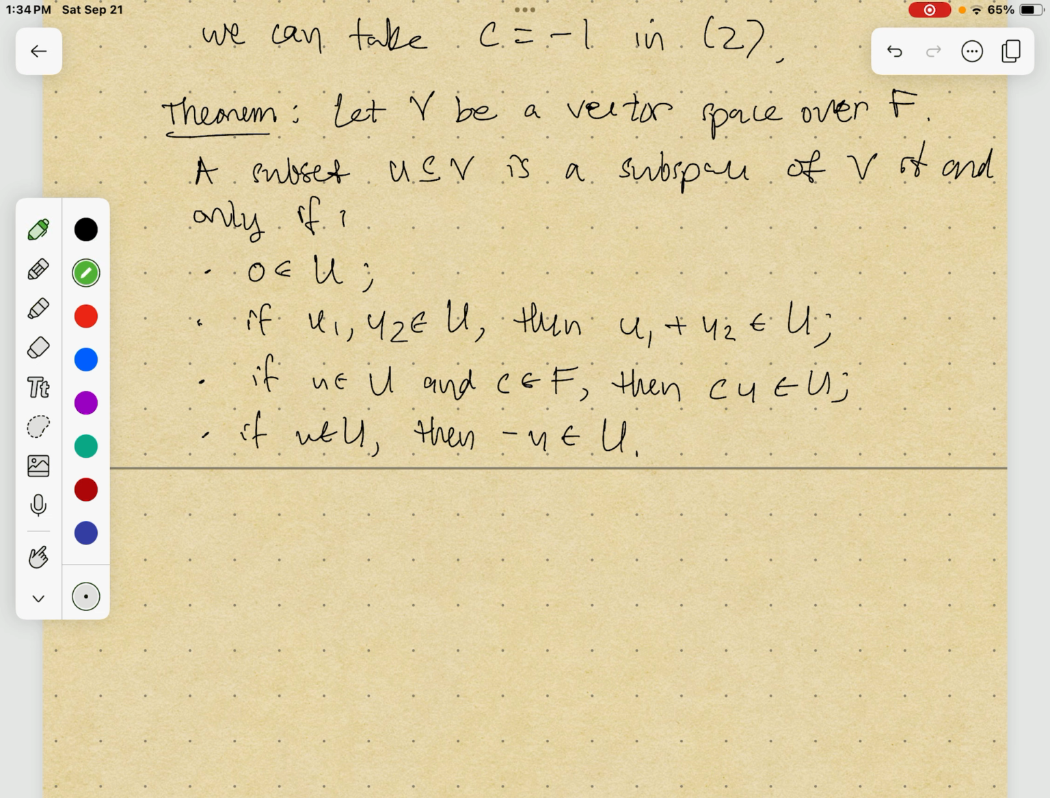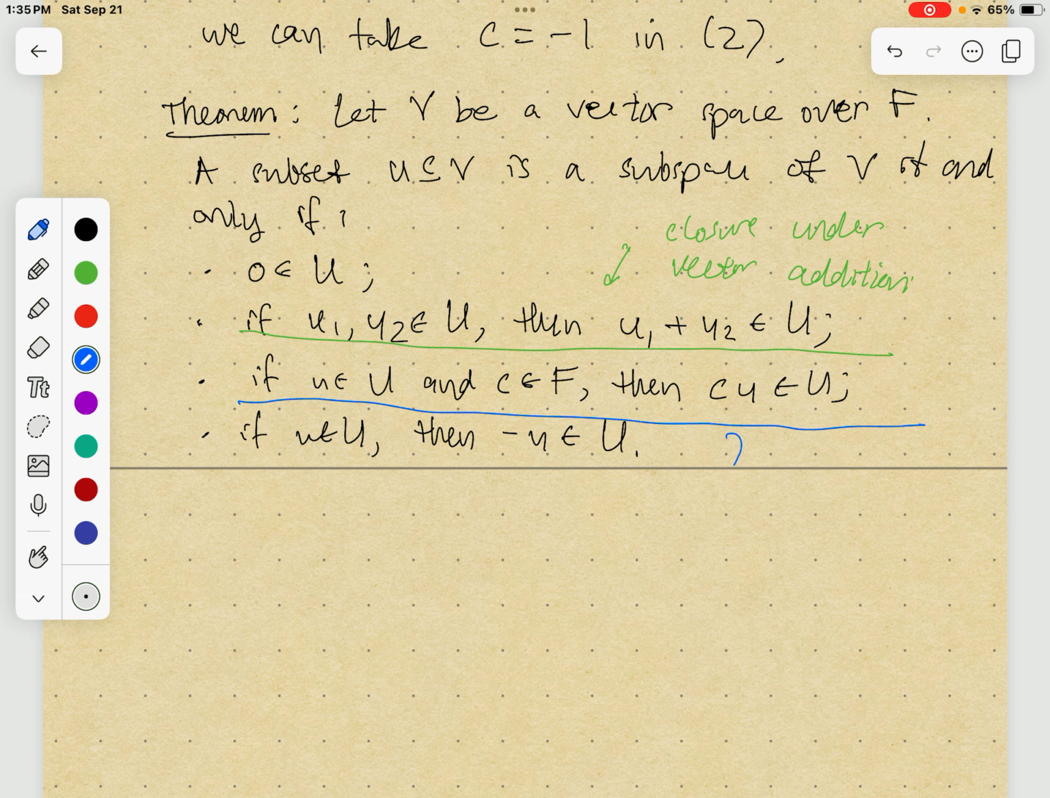So this second condition is often called closure under vector addition. And this third condition is often called closure under scalar multiplication.